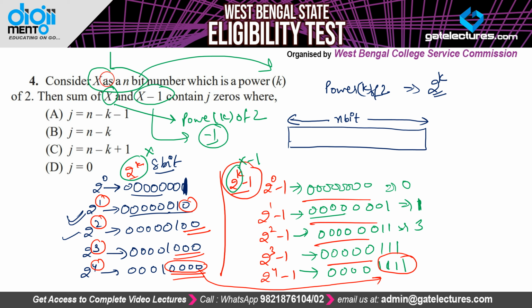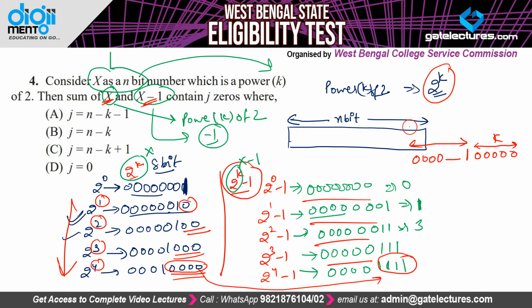Okay, now they are saying if we have the sum of x and x minus 1, right? For example, x can be represented by any one of these. So assuming that x is like this, 0 0 0 0, there are some zeros and then 1 0 0 0. Okay, so when they are saying that it is 2 raised to power k, that means here we have k zeros and all the other bits are here.